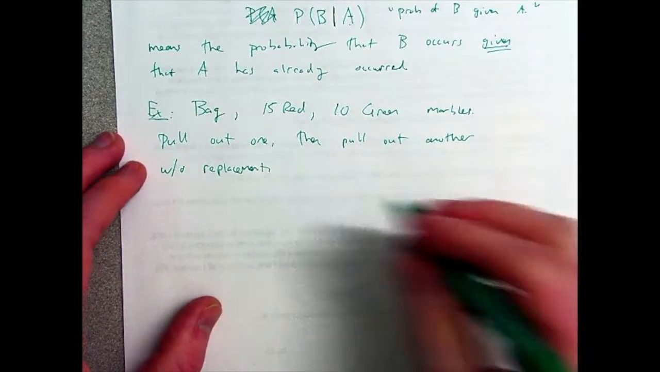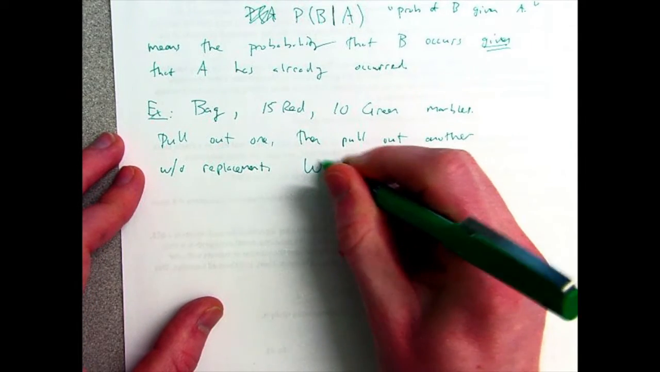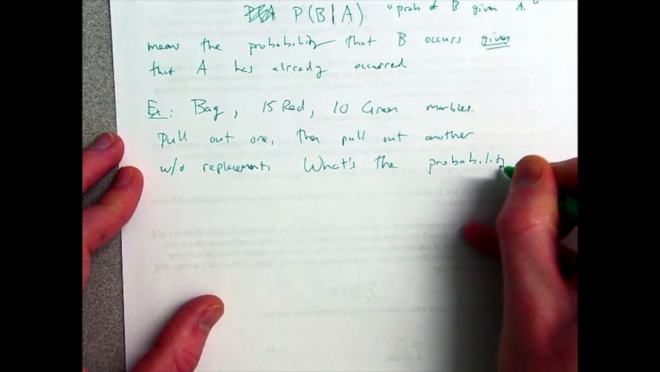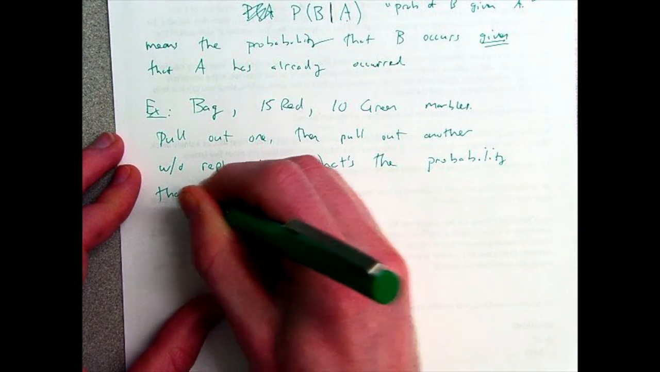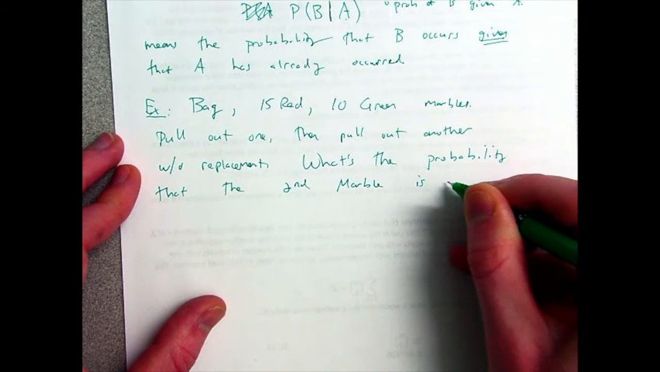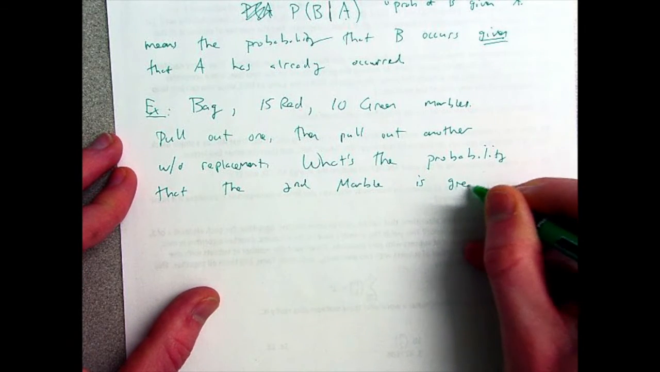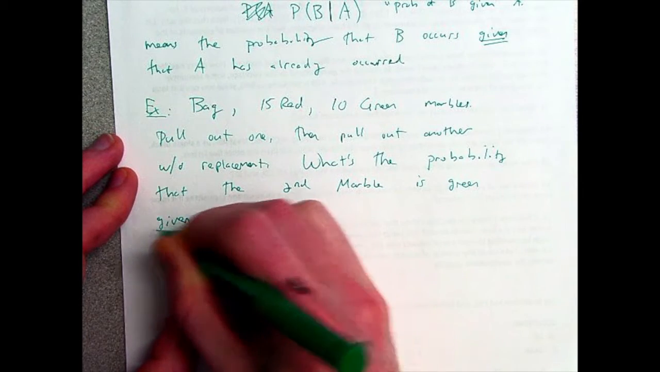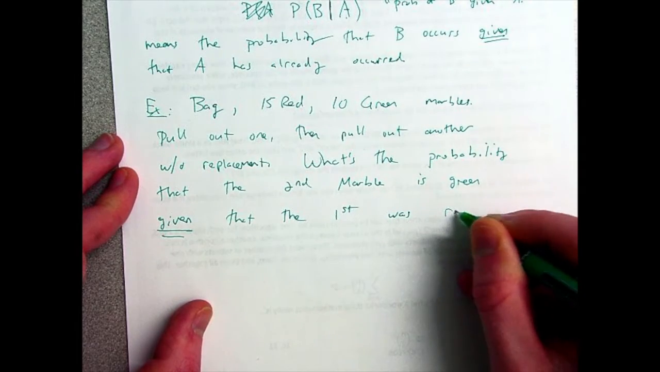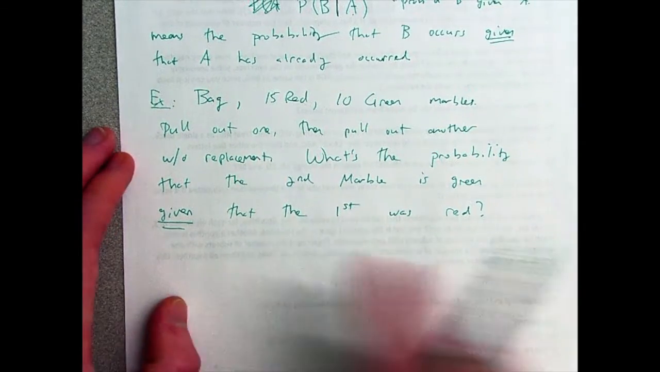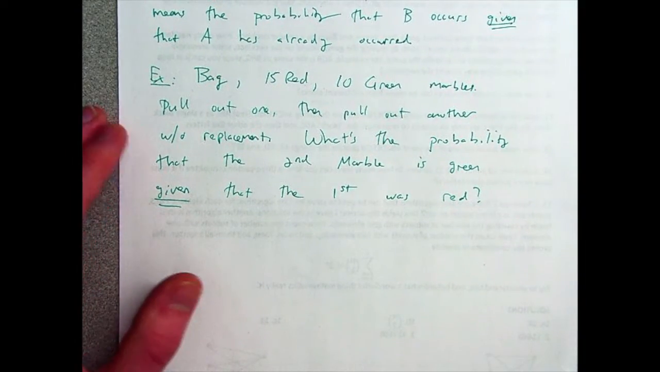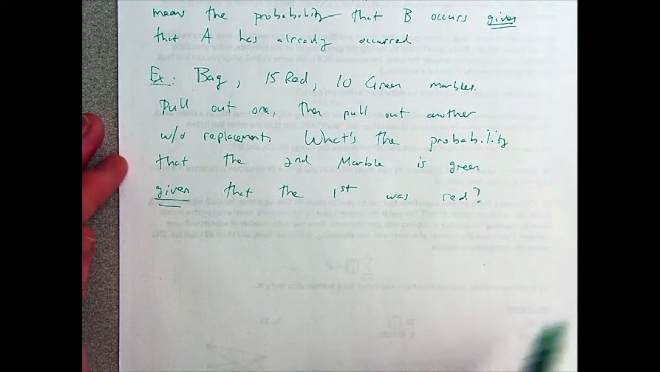And here's the question. What's the probability that the second marble is green given that the first was red? Okay, so you see the presence of this word given here. That means we're going to be looking at something like this. So I'm asking, what's the probability that your second marble is green given, assuming the fact that your first marble was red?